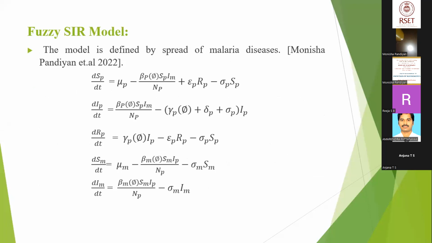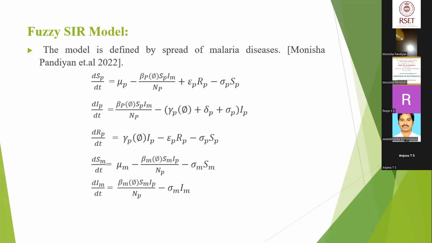The model is defined by the spread of malaria disease. The first three equations represent the total population of people, and the last two equations represent the total population of mosquitoes. SP is the susceptible people, IP is the infected people, SM is the susceptible mosquitoes, and IM is the infected mosquitoes.